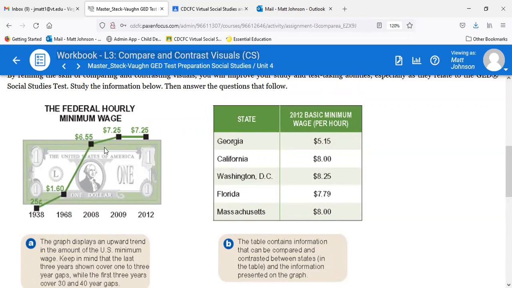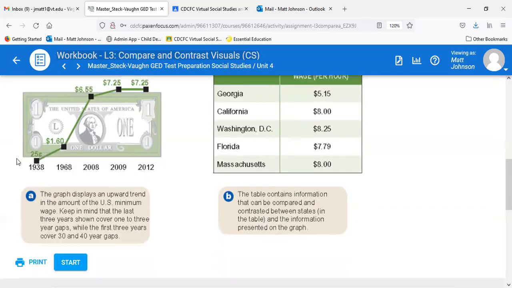And then our chart, our table on the right. So we have states and then the basic minimum wage per hour. So federal mandates a federal minimum wage. States, however, can have their own minimum wage. Georgia, 2012, had $5.15 per hour, California, $8 per hour, Washington, D.C., $8.25 per hour, Florida, $7.79 per hour, and Massachusetts, $8 per hour. So we look under here at our information.